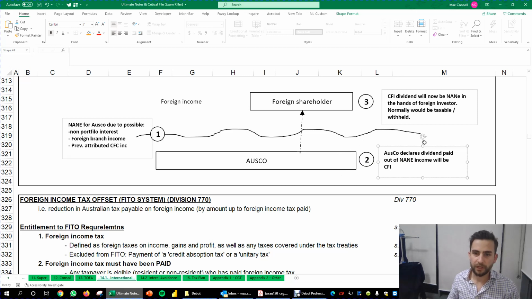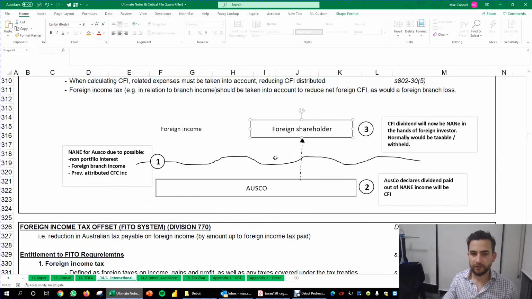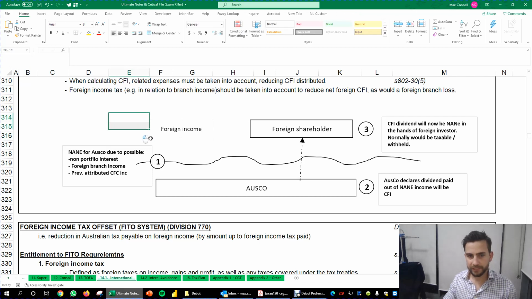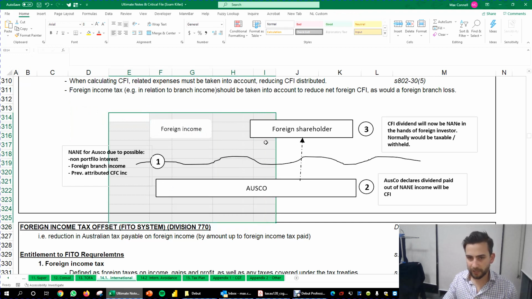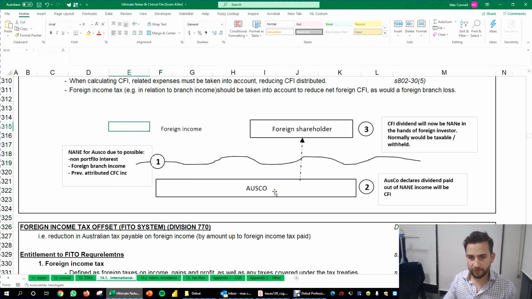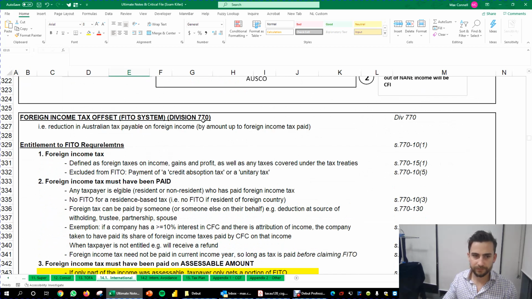That's step 2. And then step 3 is the CFI dividend will now be non-assessable, non-exempt in the hands of the foreign investor. But ordinarily, the foreign shareholder would be paying tax on that dividend. The reason is foreign shareholders are assessable on Australian income. But in this case, because it's paid out of CFI, it's non-assessable, non-exempt. And the reason is that the income's actually starting out on this side of the line, basically, and then it's coming back to OzCo, and then it's going back up to the foreign shareholder. So it's just kind of a conduit going through OzCo, if that makes sense.